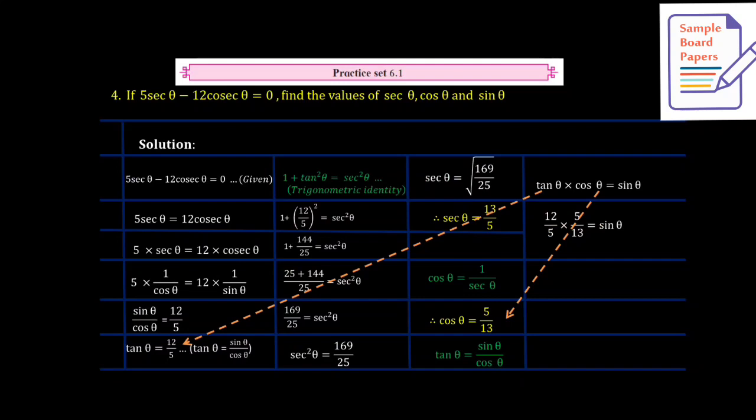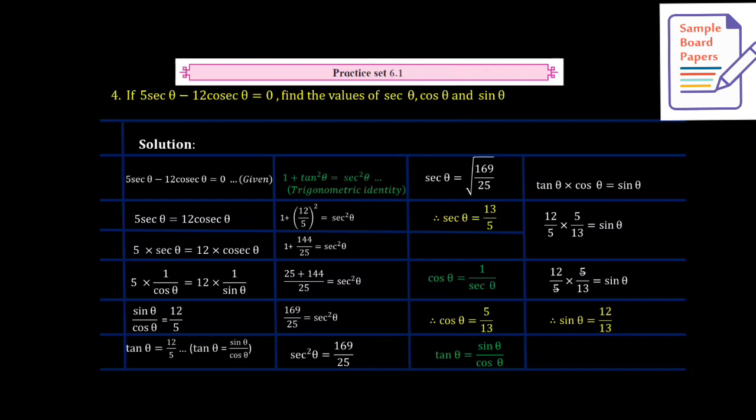So 12 by 5 into 5 by 13, and 5 gets cancelled. So what is left? Sin theta you are getting as 12 upon 13. So see how simple this is.